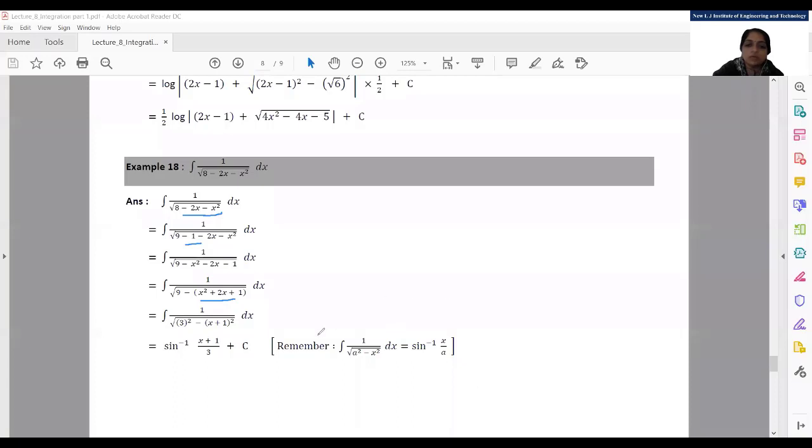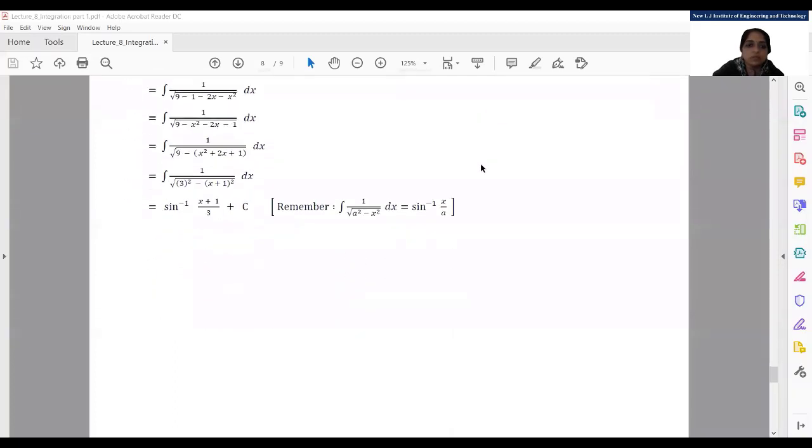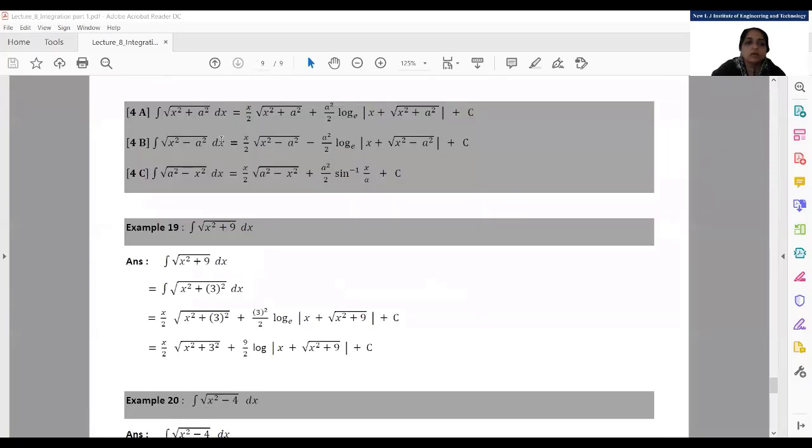So please remember this formula, integration of 1 upon under root a square minus x square. For the next example, we are going for this formula. See, there is a minor difference between the previous and this formula. In the previous formula, this square root occurs in the denominator, but in this case, this square root is in the numerator. So the integration of under root x square plus a square is x by 2 square root of x square plus a square plus a square by 2 log x plus square root of x square plus a square.